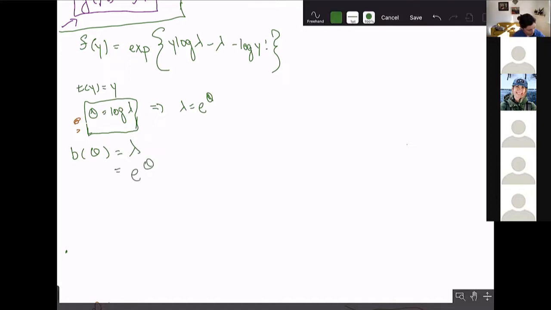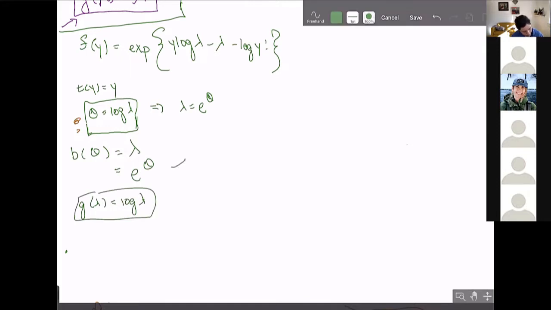Okay. And so then the link function here would be g of lambda equals log of lambda. That's correct. Okay.